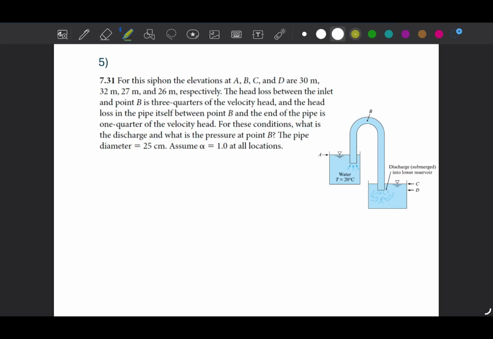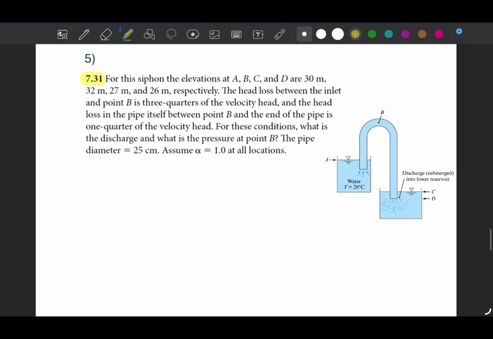This is question 7.31, and we have another siphon here. We have elevations at A, B, C, and D as given, and the head loss between the inlet and point B is 3/4 of the velocity head. So this means between this water surface and point B, we have head loss, which is 3/4 of velocity head, which is V square over 2G.